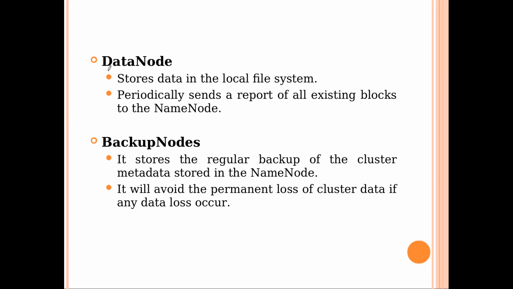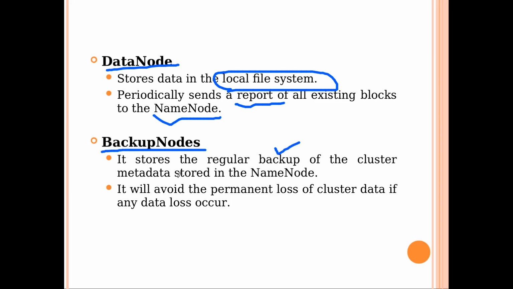Now, the functions of the data node: it stores the data in the local file system, and it also sends periodic reports on the existing blocks to the name node by which it is referred. Similarly, the backup node stores the regular backup of the cluster metadata that is stored in the name node. It will avoid the permanent loss of cluster data if any data loss occurs.